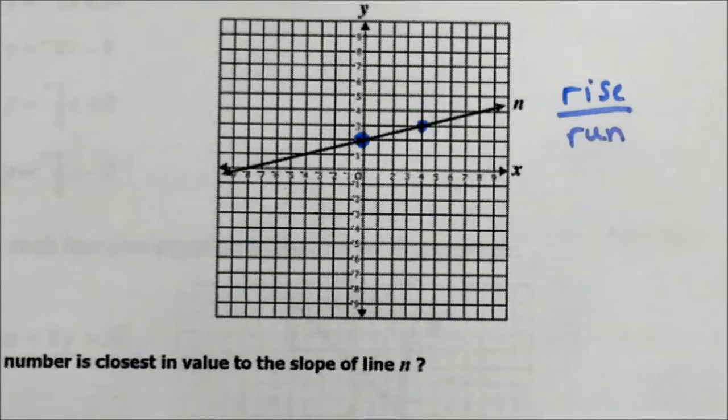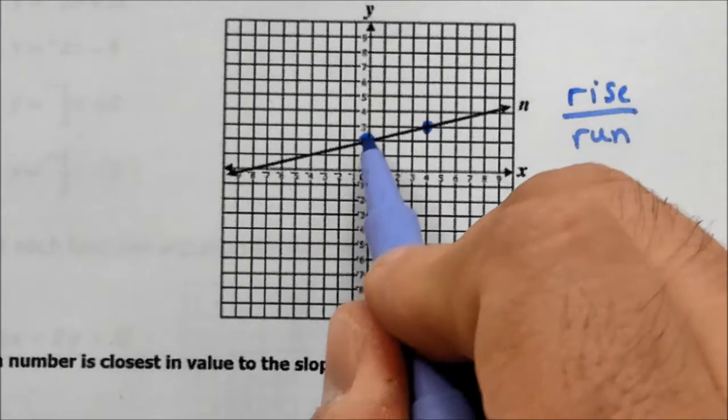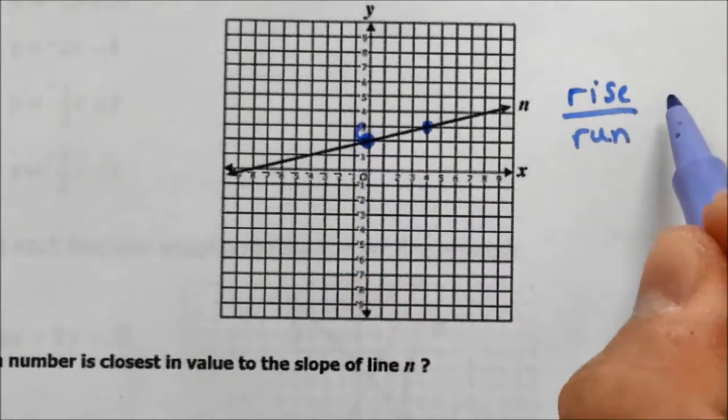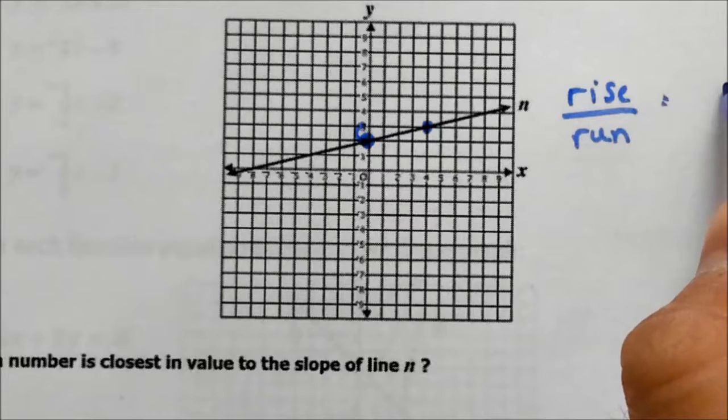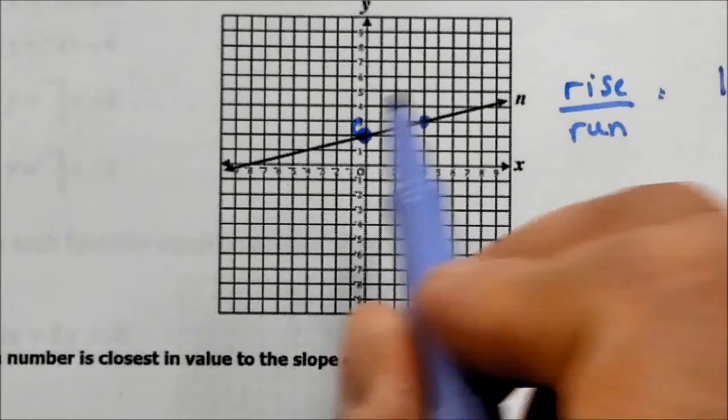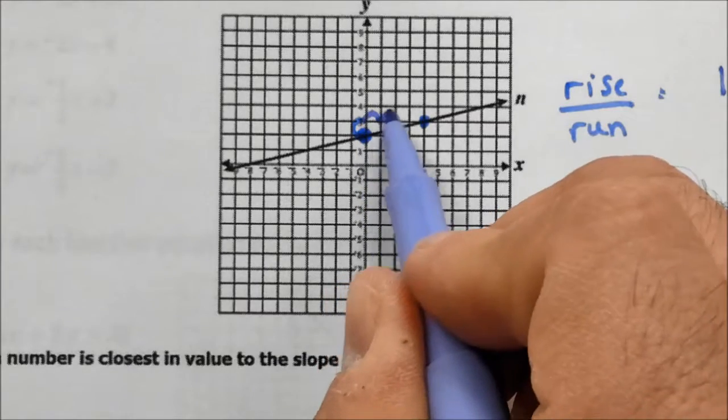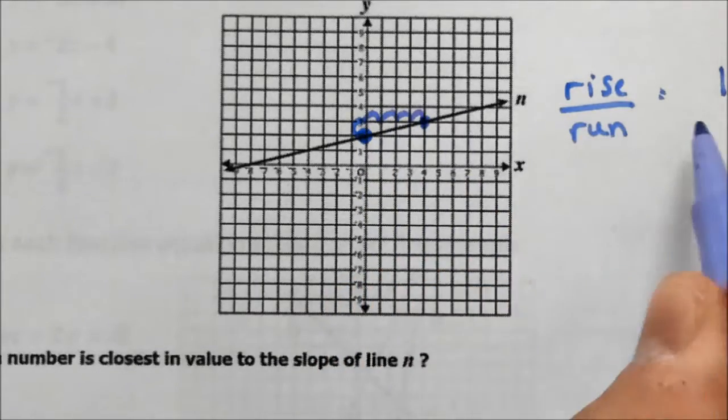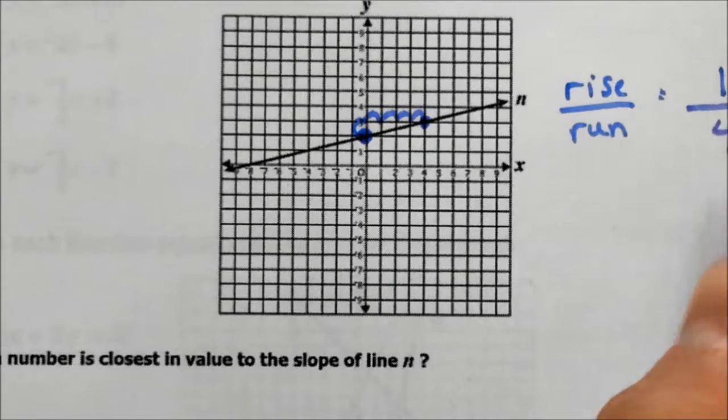I usually start from the point on my left, or closest to the left side of the graph. So I'm going to go up 1. I rose, or went up 1, and then I'm going over 4, or the run is 4.